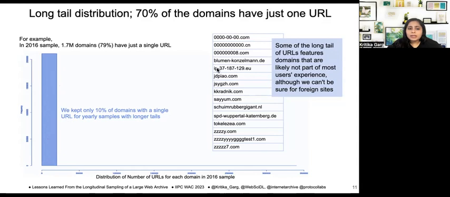Some of the long tail of URLs features domains that are likely not part of most users' experience, such as 000.cn and zzz7.com. Although we can't be sure for foreign sites such as blumenkolzeman.de. So for some of the yearly samples with the longer tails, like we saw for 2016, we kept only 10% of the long tail and then discarded the rest.